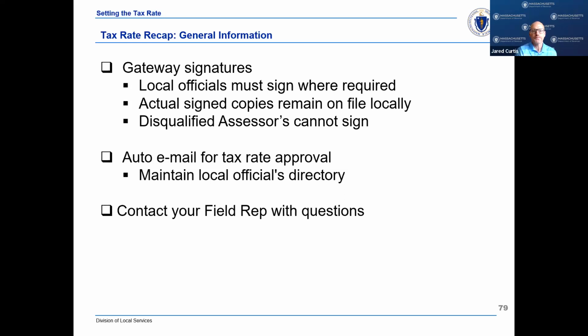is approved. The local officials directory consists of individual local officials within your community with their contact information, phone number, as well as their email addresses. So when the tax rate is approved by the Bureau of Accounts, an email is automatically generated and sent to your community utilizing those emails. If you have any questions while completing the tax rate, reach out to your Bureau of Accounts field advisor.